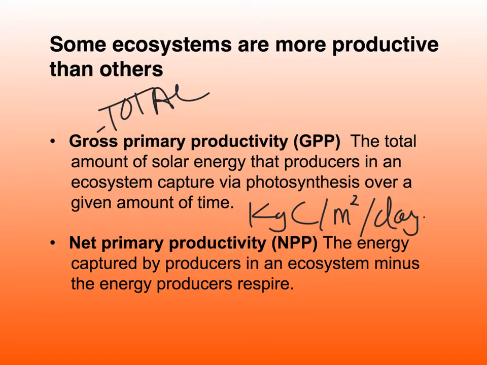So your gross income is the total amount of money without taxes, right? Your net income is what you actually get to take home after all the deductions are taken out. That's the same thing here with net PP, NPP: the energy captured in an ecosystem minus the respiration, the stuff that you would actually expel in the form of energy and CO2, right?